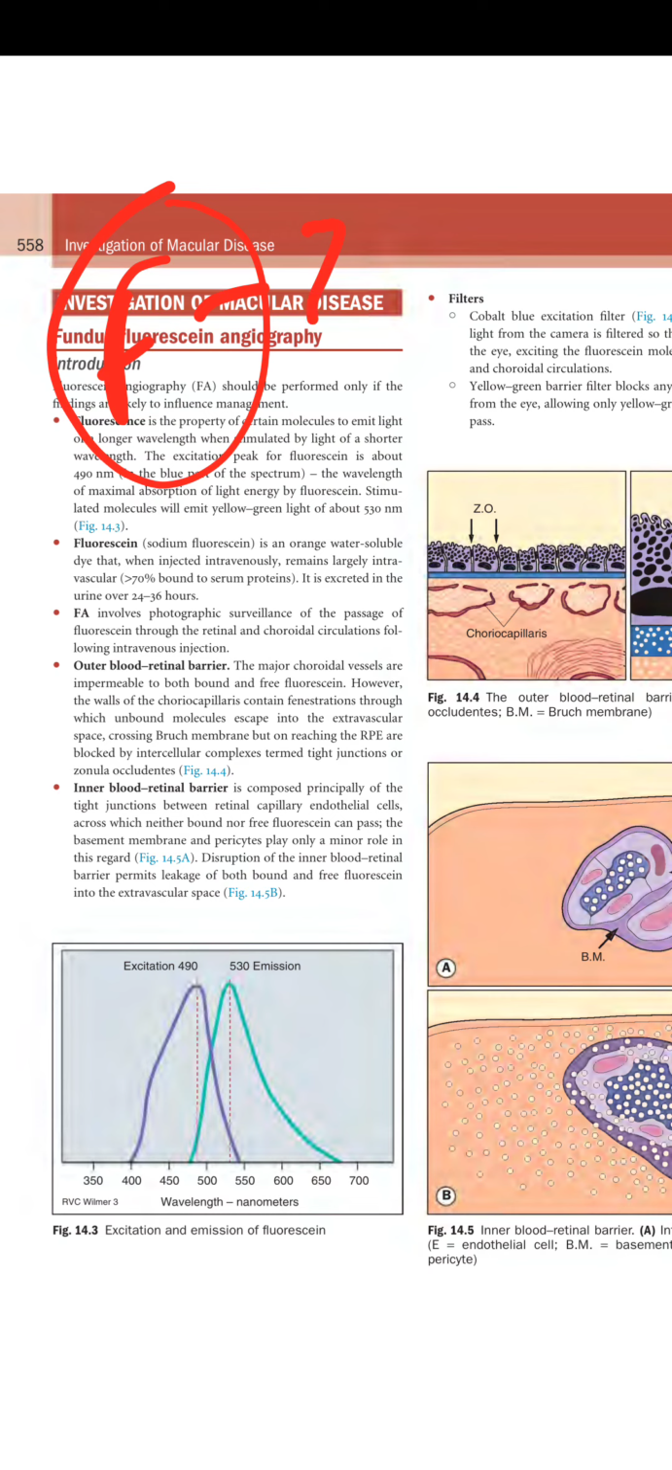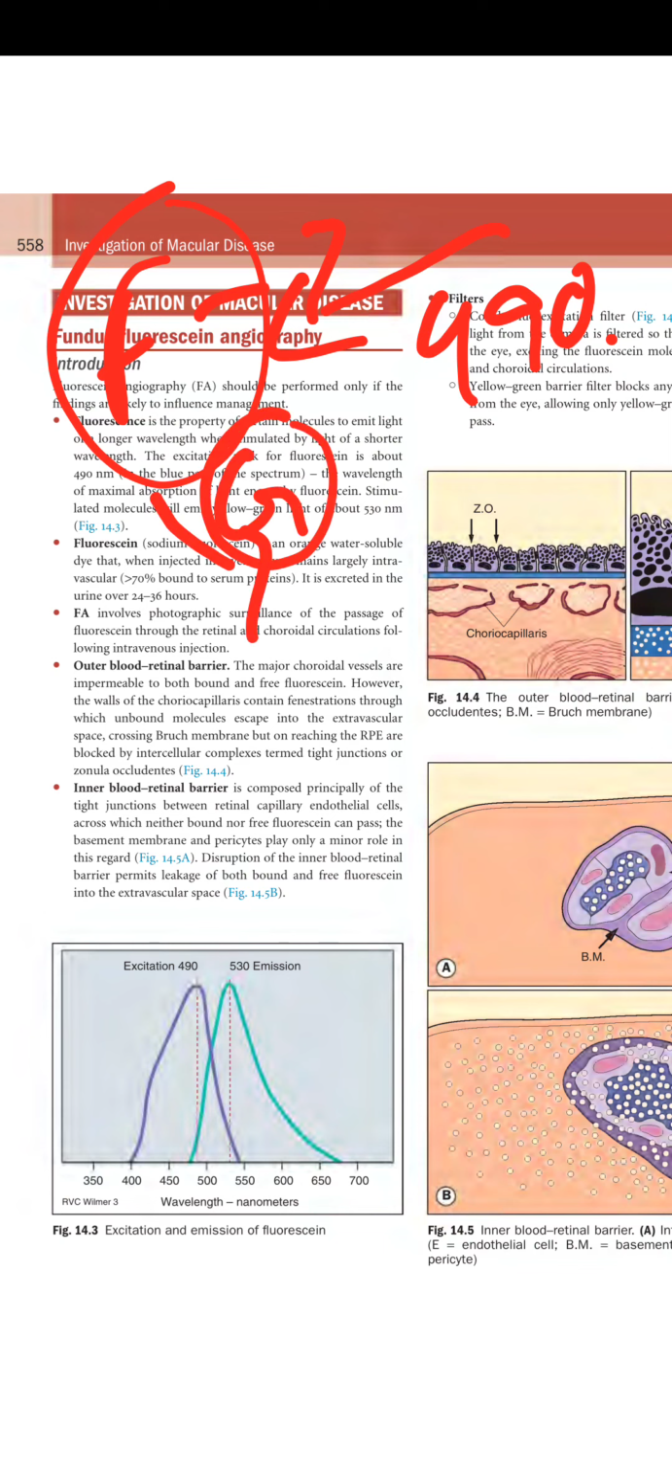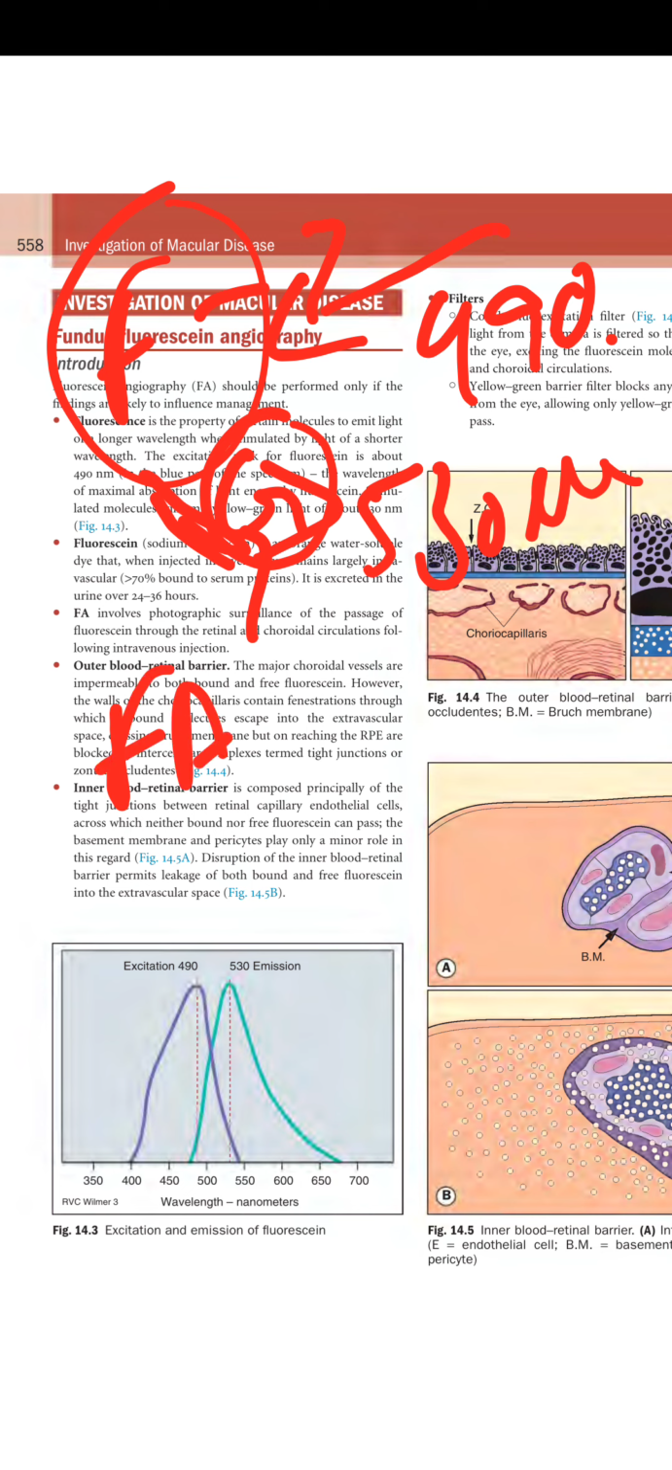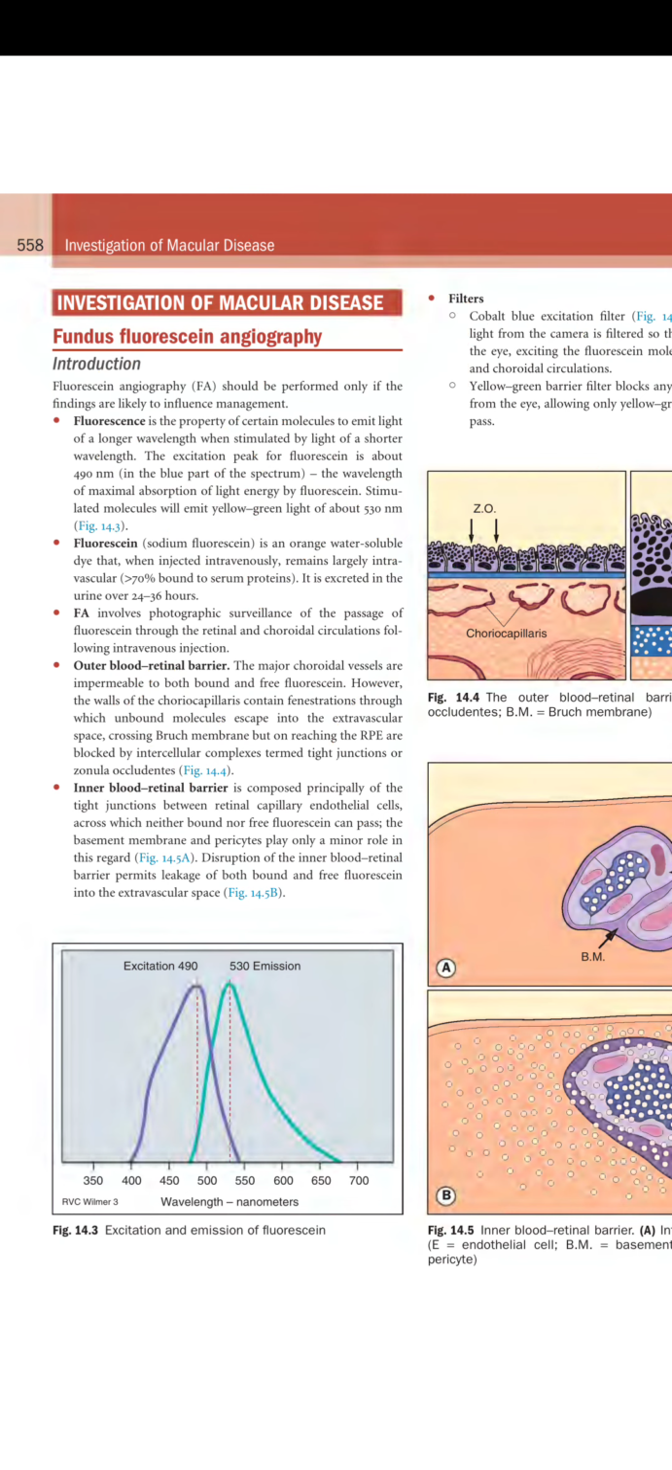Fluorescein in the blood has a property: it absorbs the light of the blue filter, which is about 490 nanometers, and emits light of a green wavelength, which is about 530 nanometers. So in a case of fluorescein angiography, we put the blue excitation filter, we shine blue light onto the fluorescein, and when the fluorescein emits the green light, it is captured by the camera.